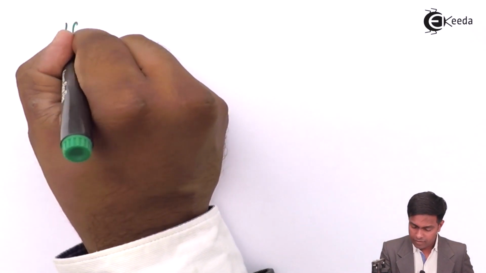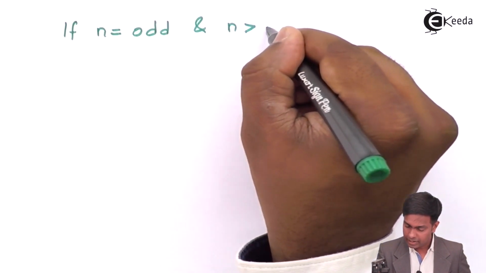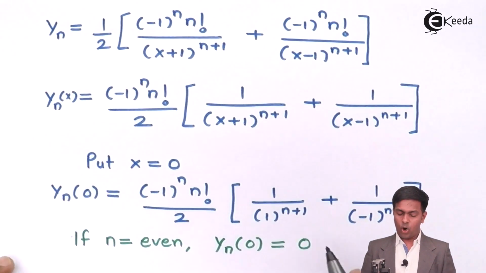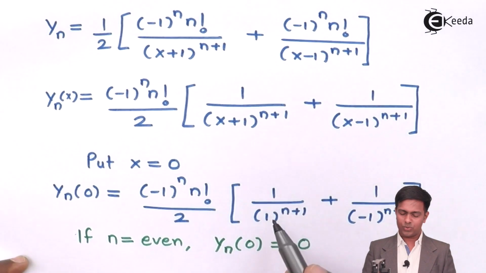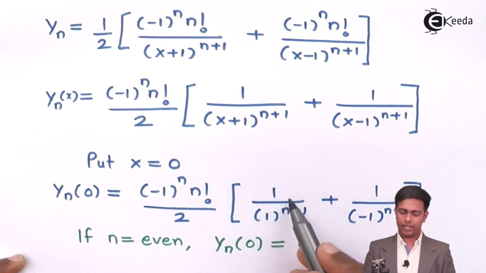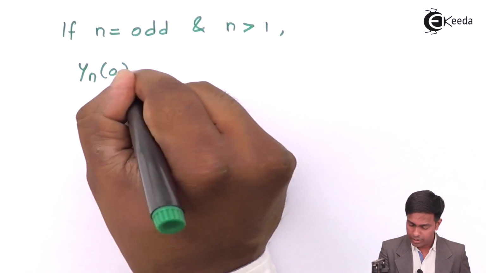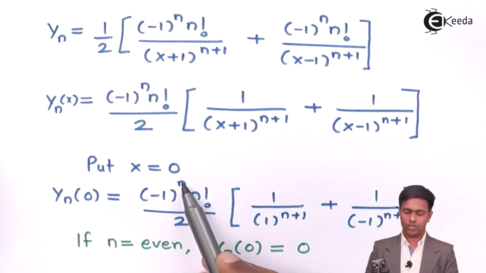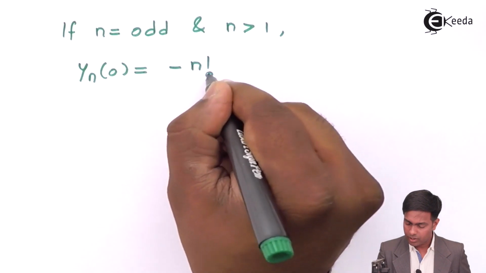Now let's see what we get the value of yn of 0 if n is odd. So I'll say, if n is odd and n is greater than 1. So let's see what we get. So guys, if n is odd, then odd plus 1 is even. So 1 raised to even is 1. So here I'll get 1. So I'll write down these numbers. So here yn of 0 equal to. So if n is odd, guys, here minus 1 raised to odd, because n is odd. So minus 1 raised to odd number is minus 1. So here I'm gonna get minus n factorial upon 2.